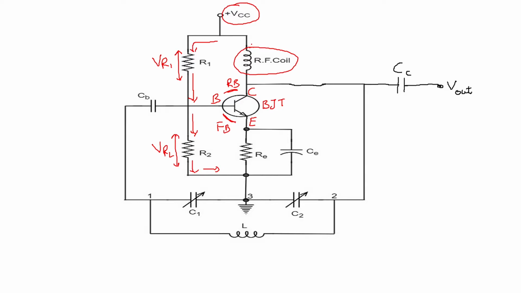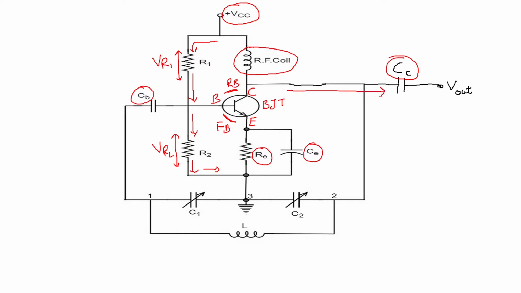It gives a high resistance for AC supply, and it will pass your DC supply. And then we have a capacitor CC here, and at the input we have a capacitor CB. Both these capacitors see that the AC is passed and DC is blocked. And then in the emitter section of the transistor we have a resistance RE and CE, which are used for stabilizing the network.